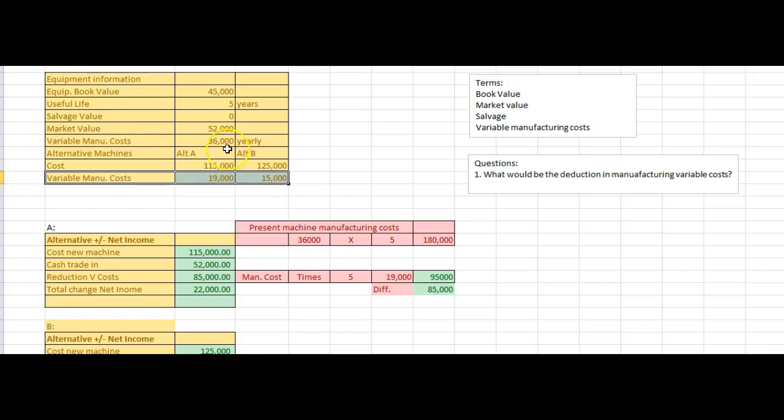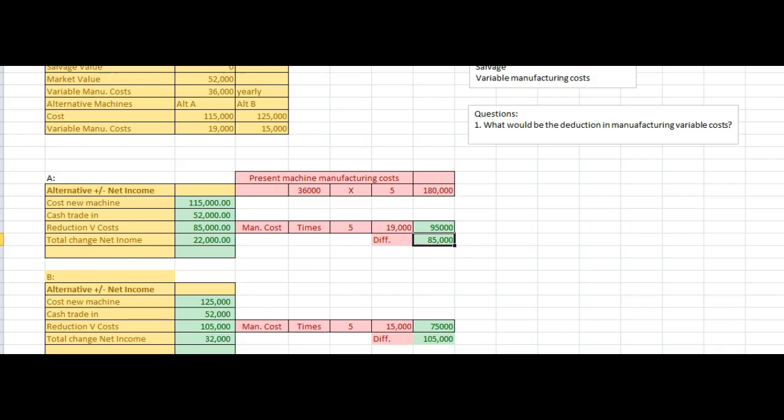See how much lower they are? They're going to be the key here. So if we keep the present machine, it's going to cost us $36,000 for 5 years in manufacturing costs at $180,000. If I buy alternative A, it's going to be 5 years times the $19,000, which gives me $95,000 cost versus that $80,000, and there's a difference of $8,500.